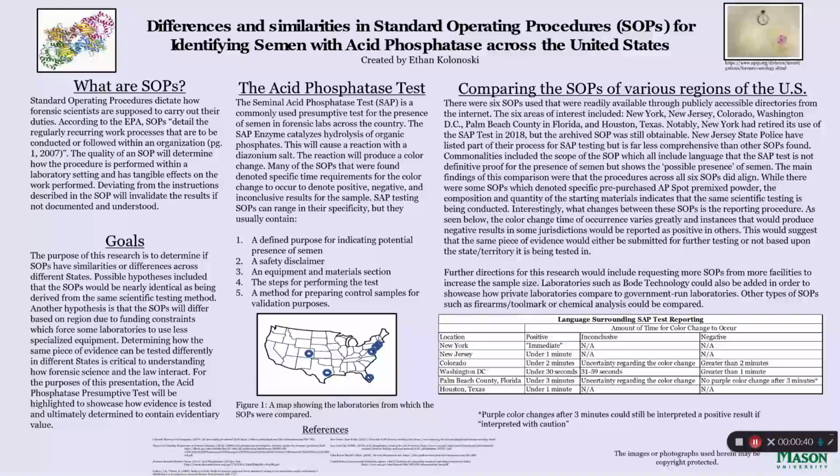For our purposes today, we're going to be looking specifically at forensic laboratories and how they perform the acid phosphatase presumptive test, testing for the presence of semen.